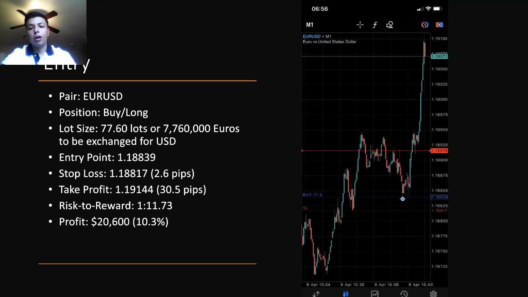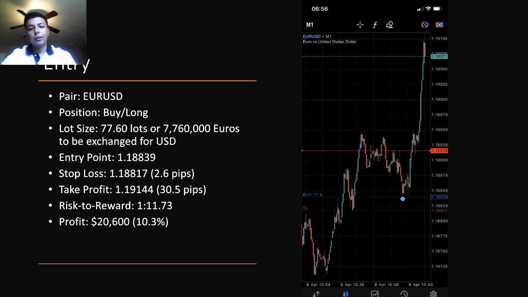So this is my entry on the platform which I decided to trade on. This is EUR/USD, as you can see, the one-minute chart, so each one of these candles represents 1 minute. I bought it. My lot size was 77.60 lots, or 7,760,000 euros to be exchanged for USD. My entry point was at 1.18839. My stop loss was 2.6 pips. My take profit was 30.5 pips, so that means my risk to reward was 1 to 11.73, and my profit was $20,600. So a 10.3% gain on the capital of 200,000.